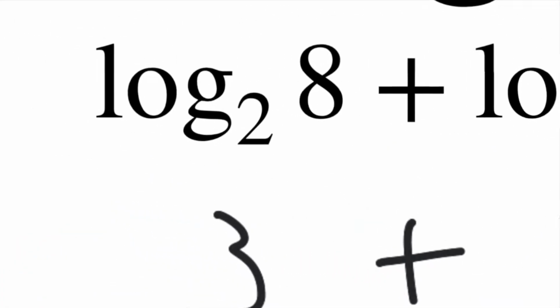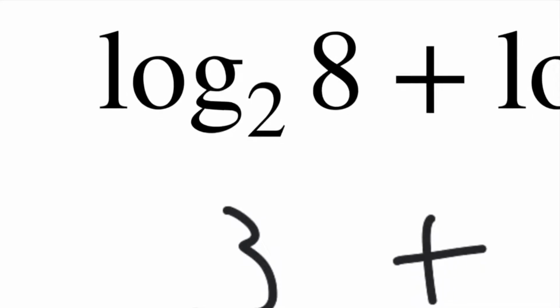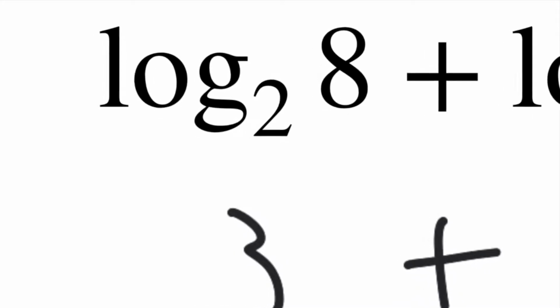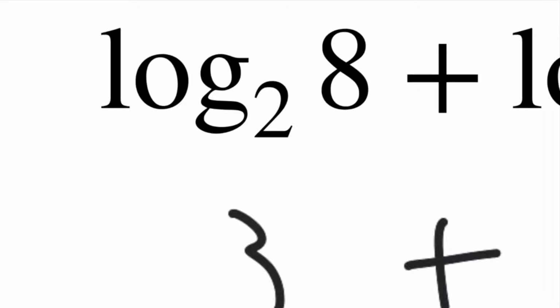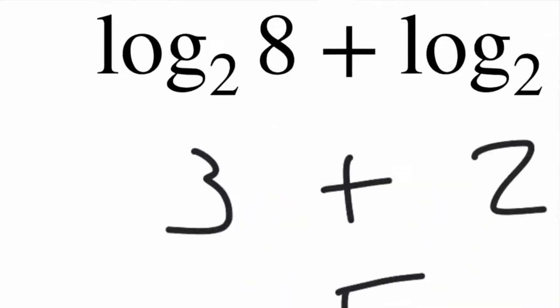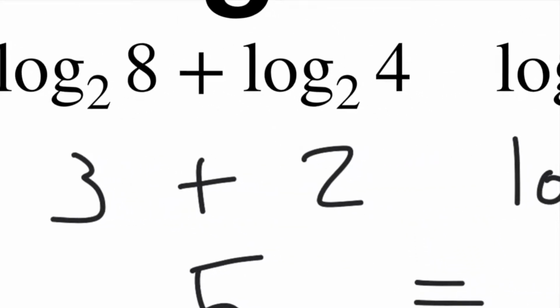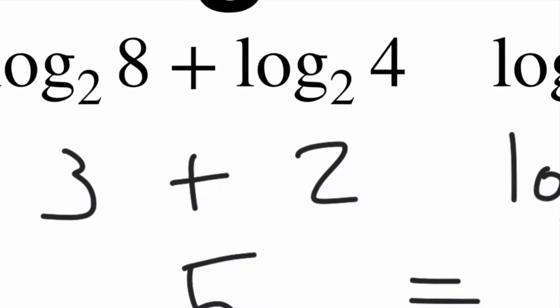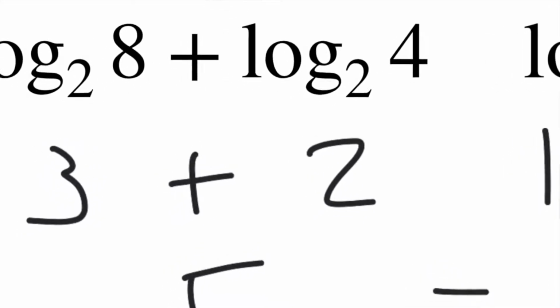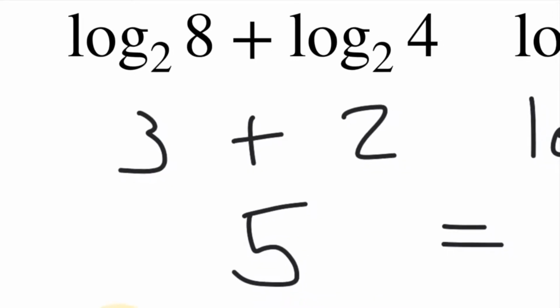So log base 2 of 8. If 2 were the base and 8 were the power, the exponent you would need to get from 2 to 8 would be 3. Log base 2 of 8 is 3. Log base 2 of 4 is 2. And if you add 3 plus 2, you get 5.